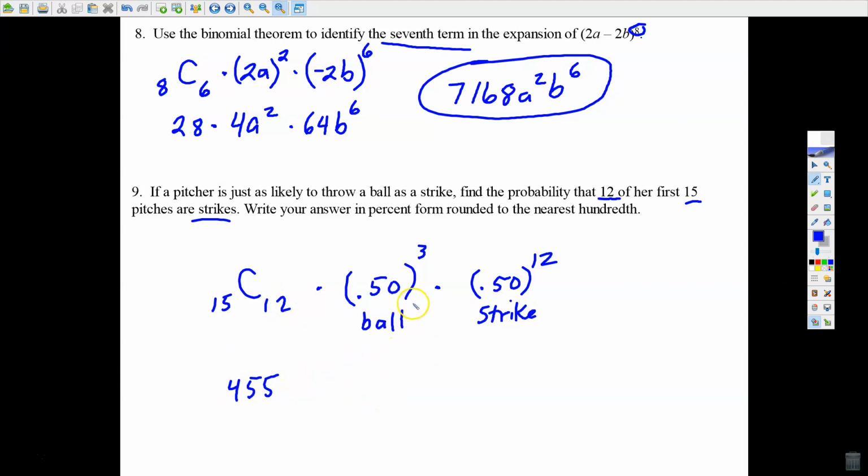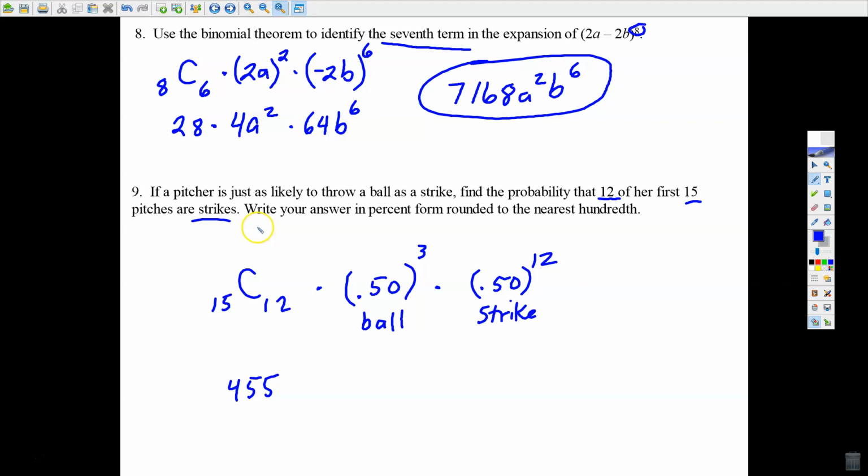So let's see, 455 times 0.5 raised to the third times 0.5 raised to the 12th. And it shows this big long decimal, 0.013885 and so forth.